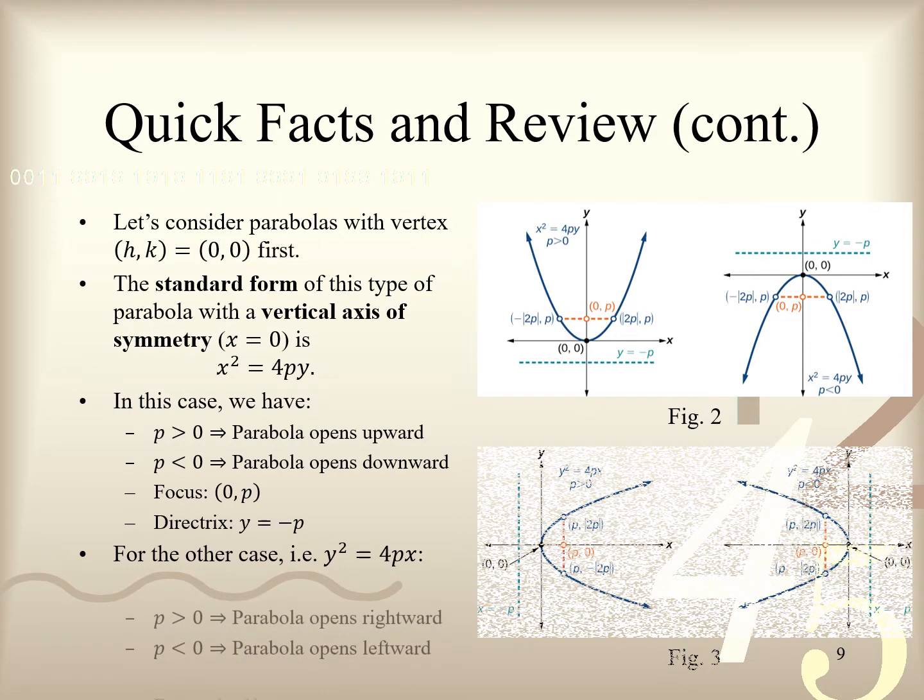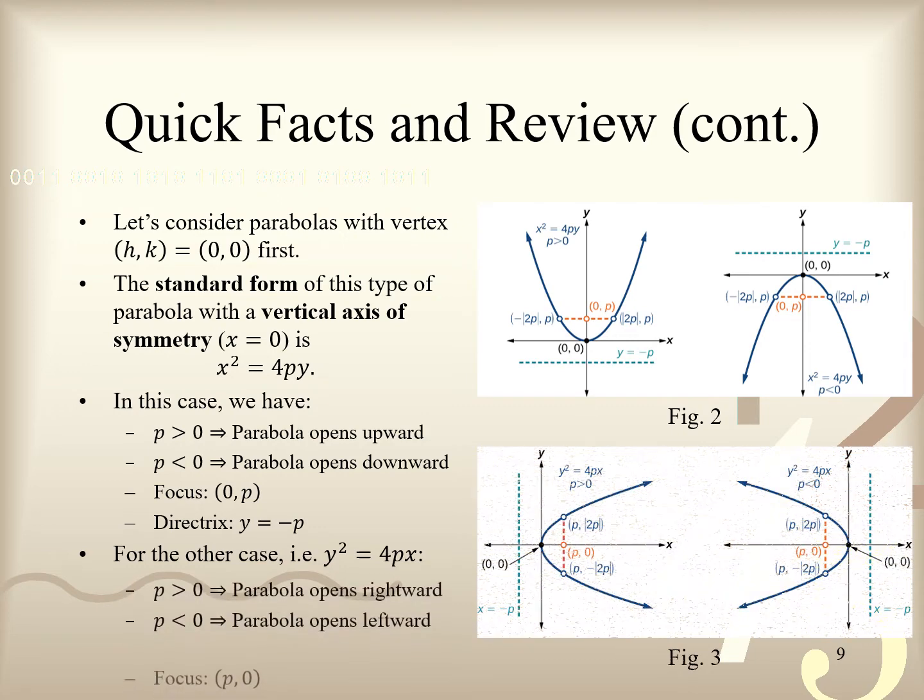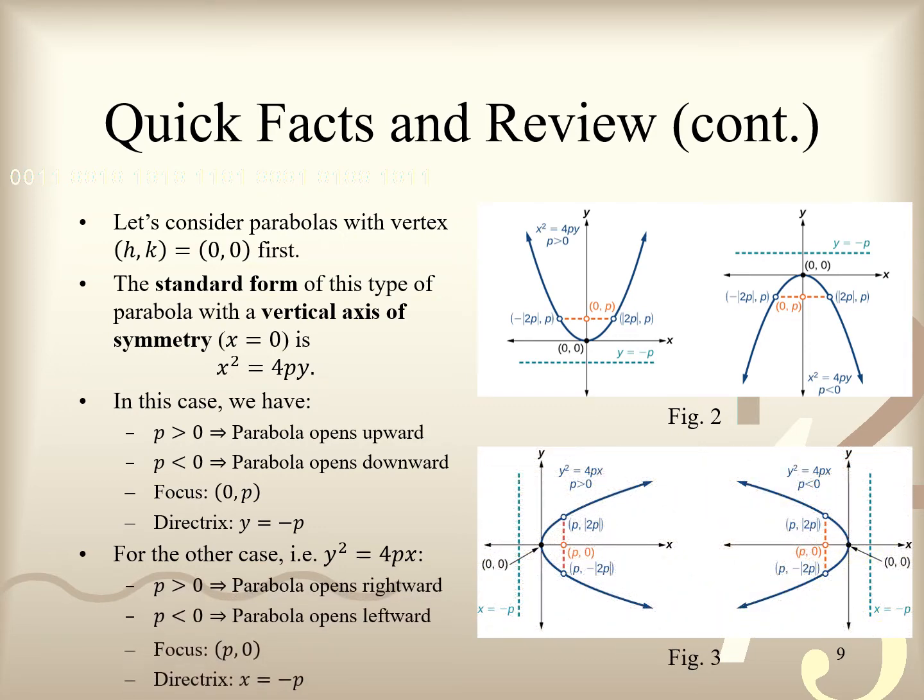In this case, if p is strictly positive, the parabola opens to the right, while if p is negative, the parabola opens to the left. Its focus is given by the point (p, 0), and its directrix has equation x equal to negative p, as shown in figure 3. Note that in both cases, the absolute value of p designates the focal length of the parabola. The source for these figures will be given toward the end of this video, and in its description.